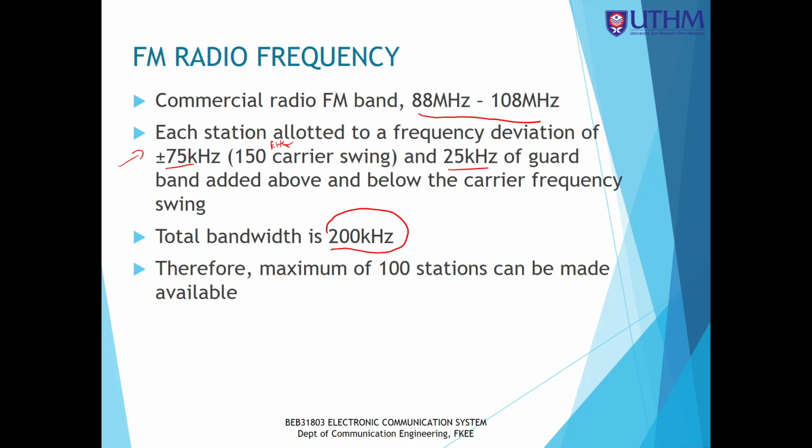So the total bandwidth for one channel or one radio station is 200 kilohertz. So how does it look like? Maybe I will draw for you, so that you can understand this. Let's draw the frequency spectrum so that you know what actually happens. This is F in terms of megahertz, for example. Let's say the FM band is 88 until 108 here.